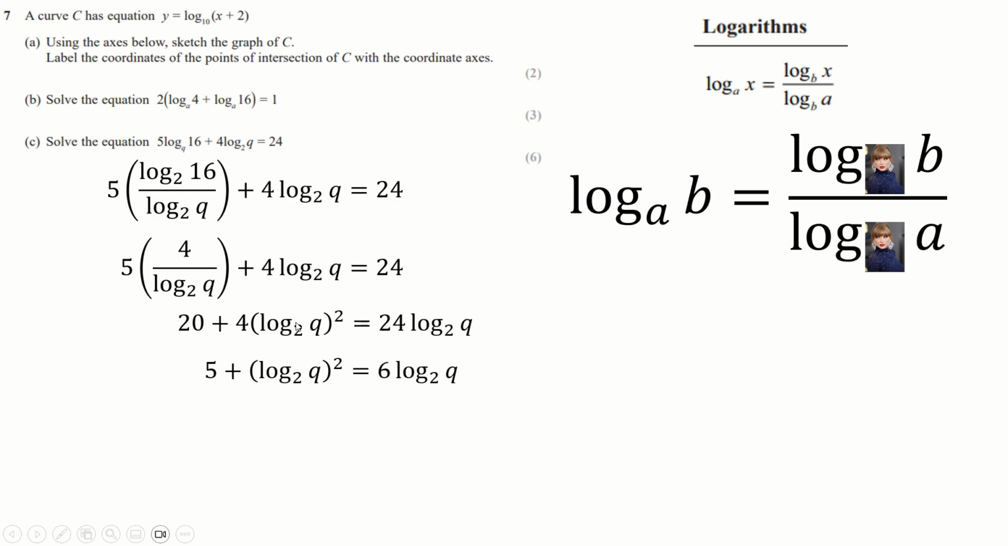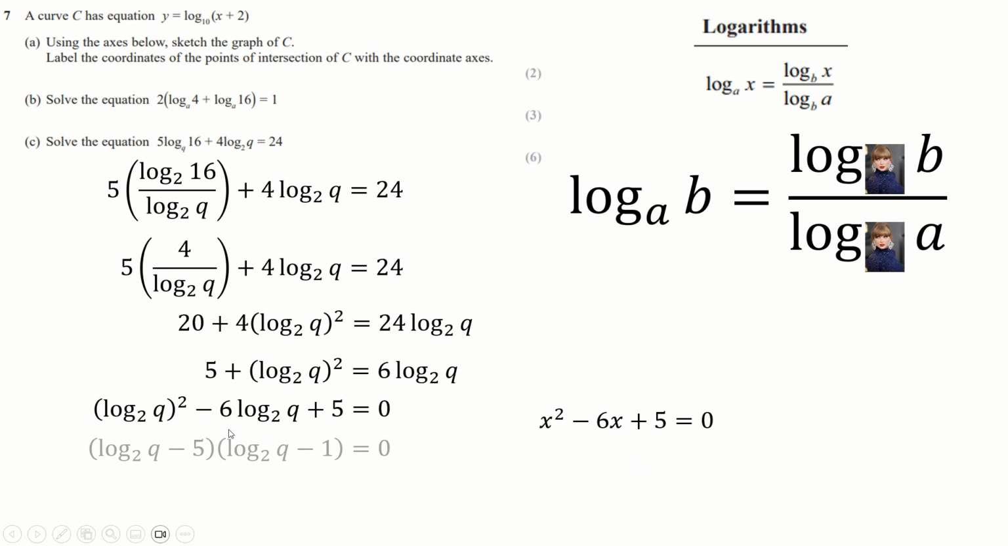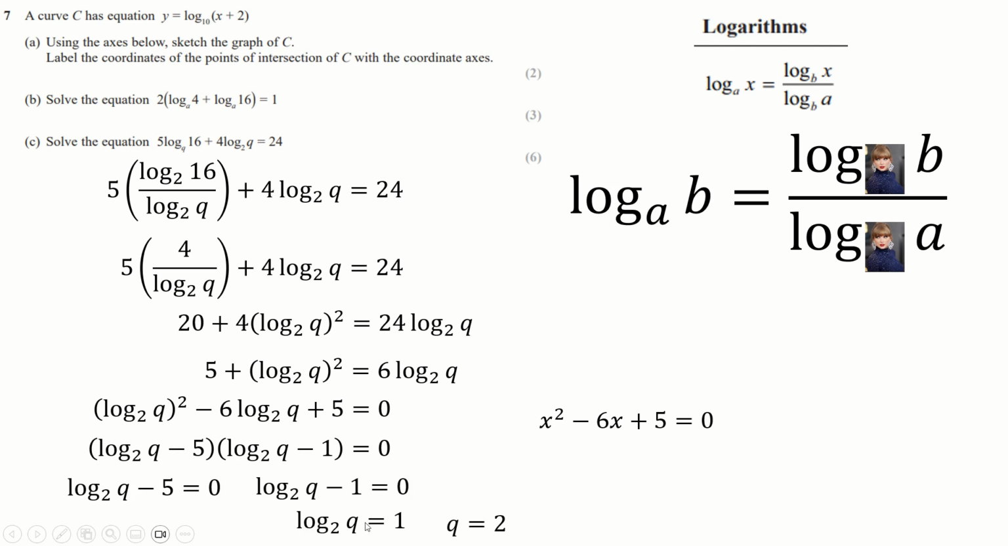And this looks like a bit of a quadratic once you divide by 4 and rearrange. It looks a bit like this quadratic. And we know this factorizes to x minus 1, x minus 5. So this must factorize to log to base 2 of q minus 1 into log to base 2 of q minus 5. And then, of course, we just solve log to base 2 of q is 1 or log to base 2 of q is 5. And of course, this one tells us that if you just put 2 to the power 1 up, you get 2. And this one, 2 to the power something, has to be 5.